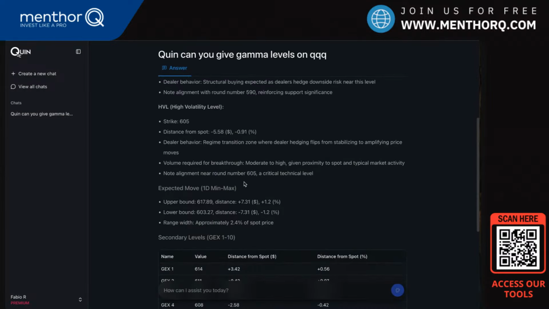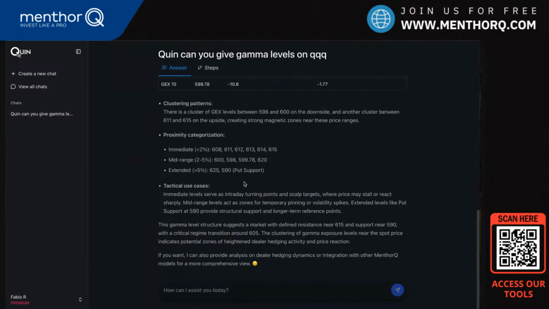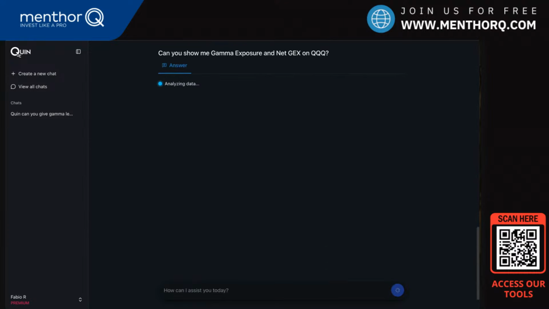We get a description of what the levels are. We get our JAX levels here. This is kind of like your daily routine, and then I want to ask more questions. Can you show me gamma exposure and net JAX on QQQ? We're going to start from there, and then we can also continue asking questions.